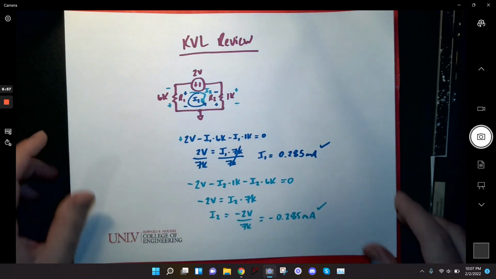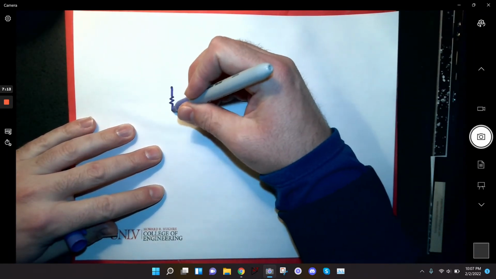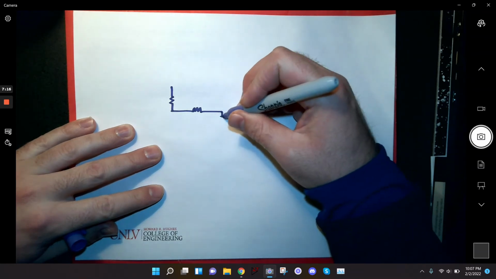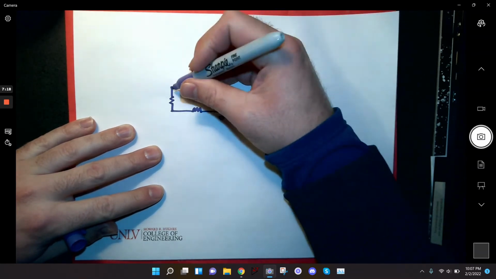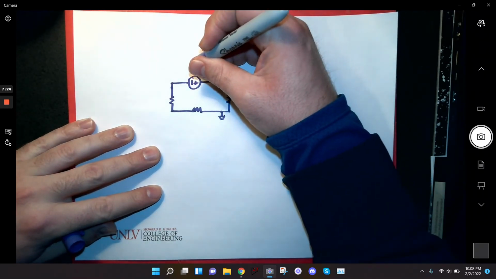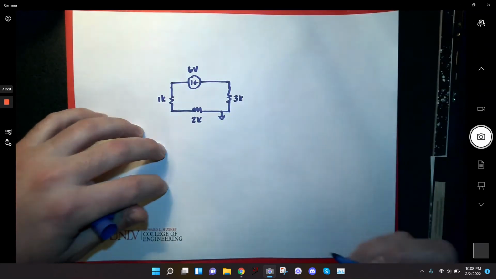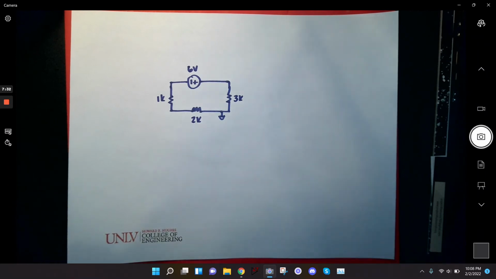So let me do one more example while we're here. Do another circuit. All right, let's switch colors. So let's say I've got, oh, I don't know, a resistor there, ground, resistor there, and then a battery here. Call this 6 volts, 1K, 2K, and 3K, right? So first, let's define the current flow clockwise.